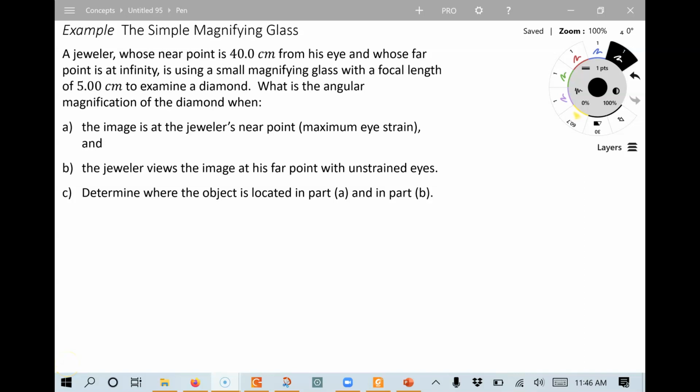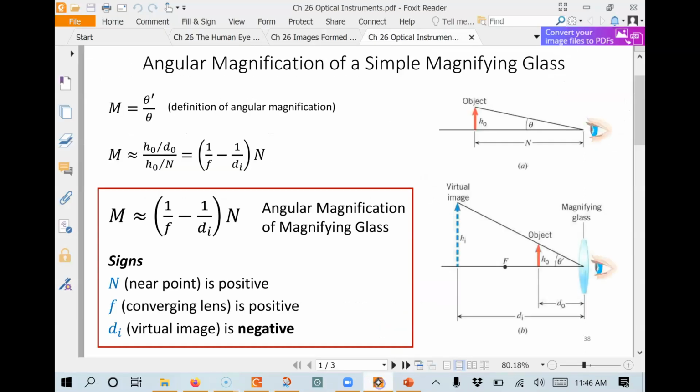Hi, this is an example problem about a simple magnifying glass from chapter 26. Pause for a moment to read the question. Okay, to understand how a simple magnifying glass works, let's go look at a PDF real quick with some information here.